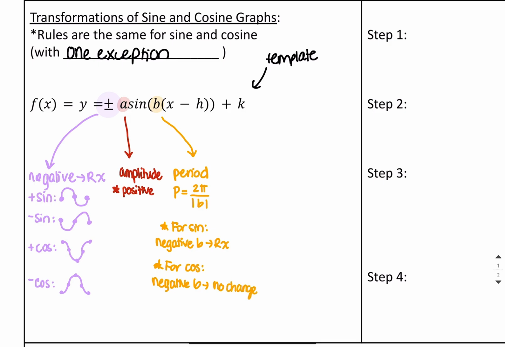And this is because sine is odd and cosine is even.